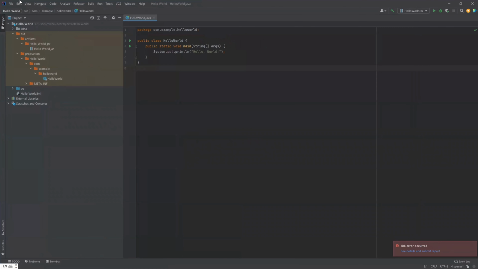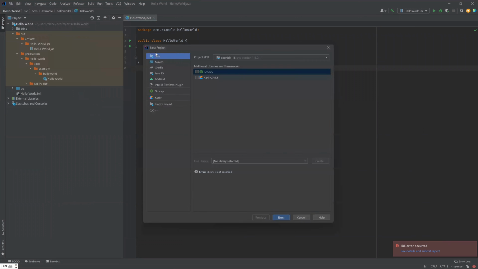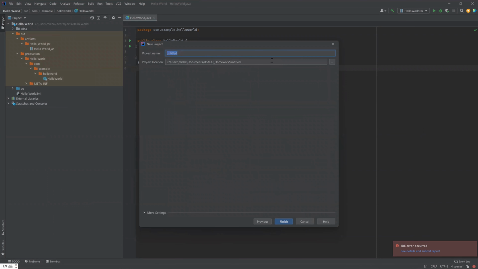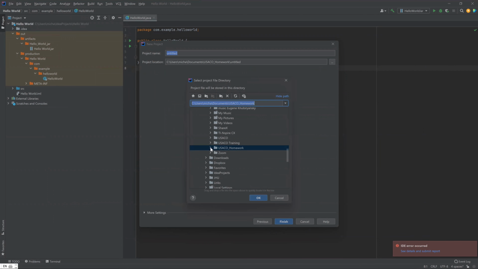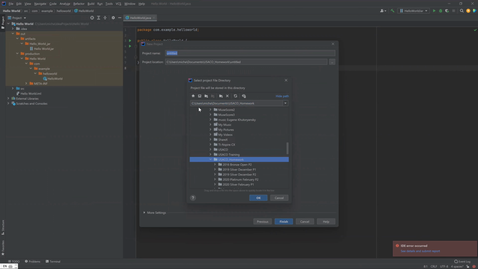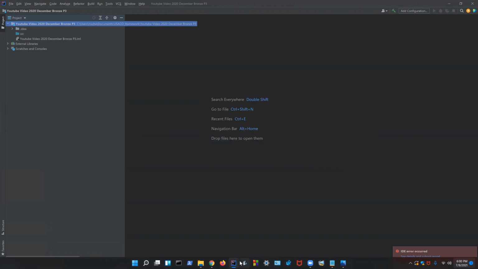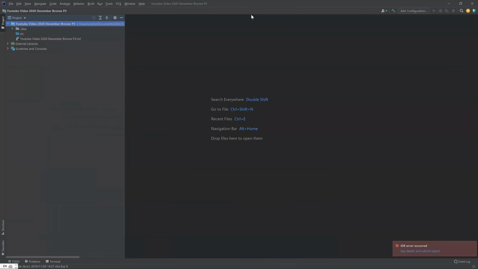All right, so let's program. File, new project. I don't need to change that. Project name, USACO homework. Let me add a new file: 2020 December bronze, problem 3. And finish.